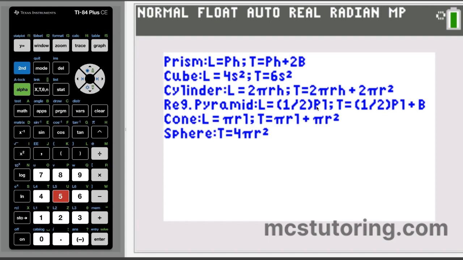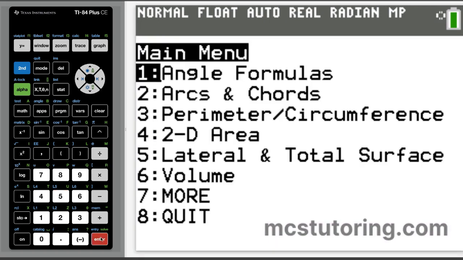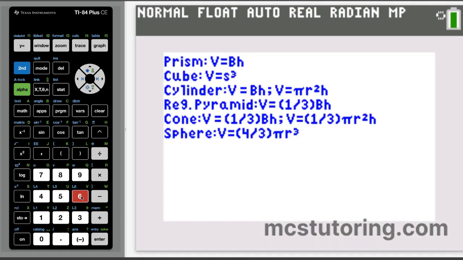Regular pyramid, we got 1/2 PL. The L is the slant height, and the P is the perimeter of the base again. And then B right here for the total surface area, that's going to be the area of the base. Cone is a very similar thing, pi RL, pi times radius times L, meaning the slant height. I'll do a little image right there, okay? And then sphere, total area is 4 pi r squared. And then we move on to volume. So you see this, I don't want to go through it. You can obviously read it.